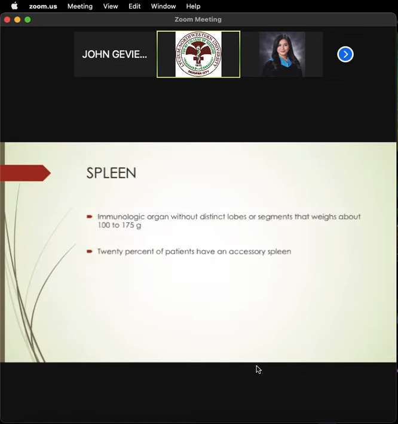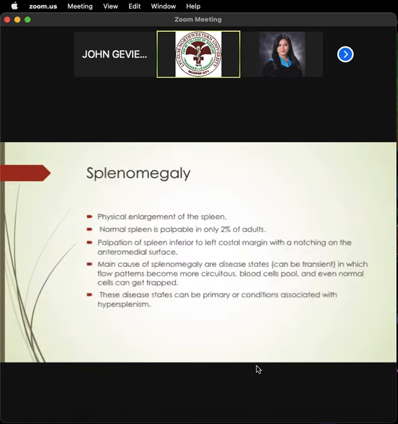Okay, the second part of our lecture is about the spleen. So what is the spleen? It is an immunologic organ. 20% of patients have an accessory spleen. The physical enlargement of the spleen is called splenomegaly. So you could already palpate the spleen in the left subcostal margin.